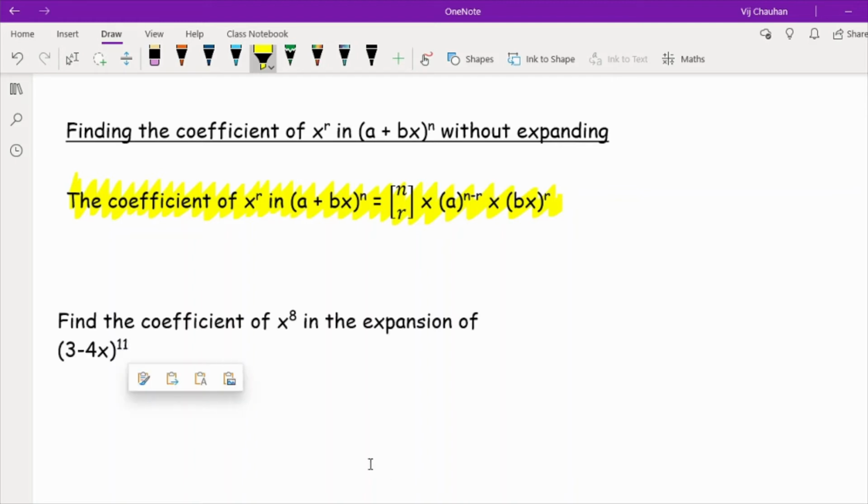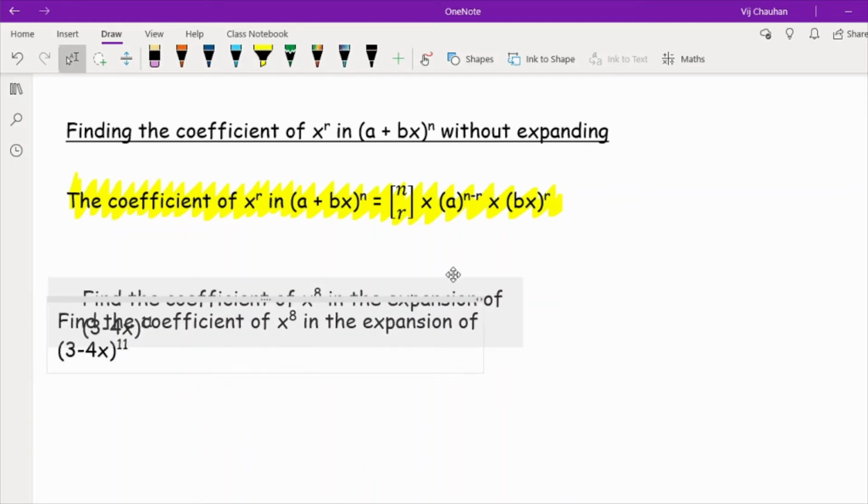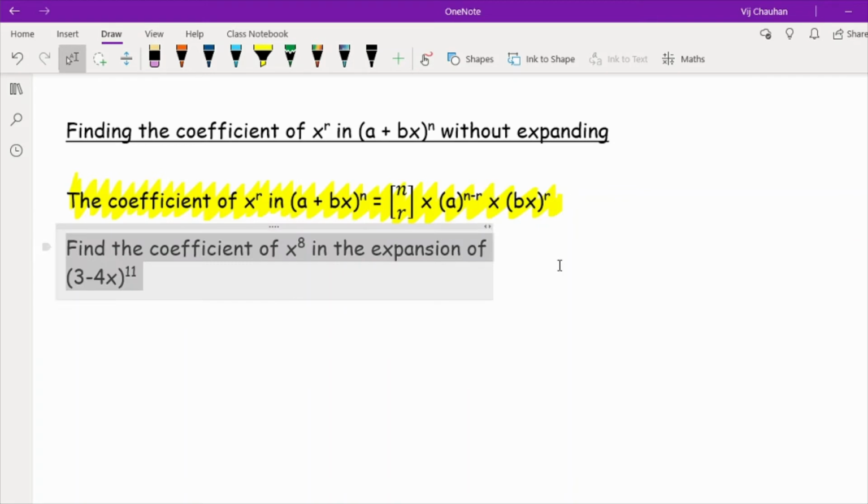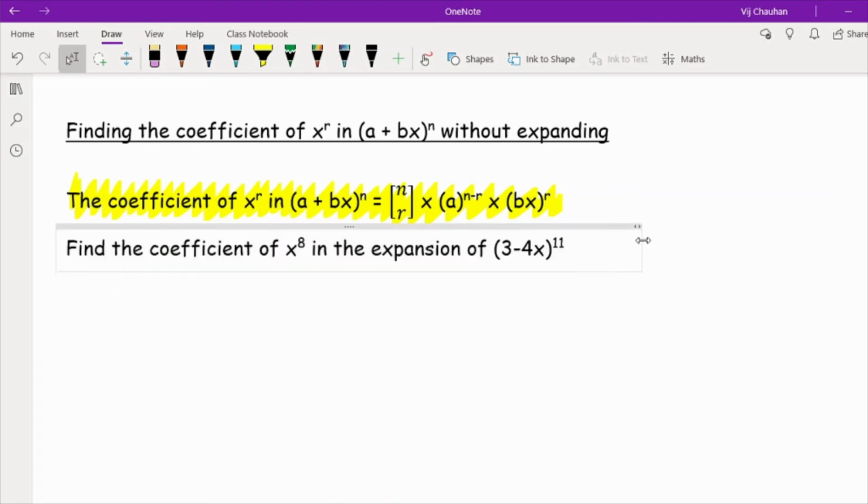So if I start off with a common question, which, as if it's appeared by magic, we've been asked to find the coefficient of x to the power 8 in the expansion of (3 minus 4x) to the power of 11. Now obviously doing that in the more traditional method of doing the full expansion is going to be very time consuming. So what I'm going to do is show you how we can use the above formula to work this out.